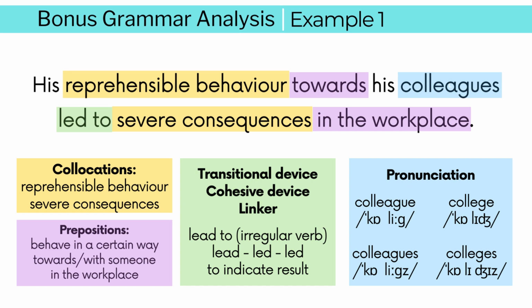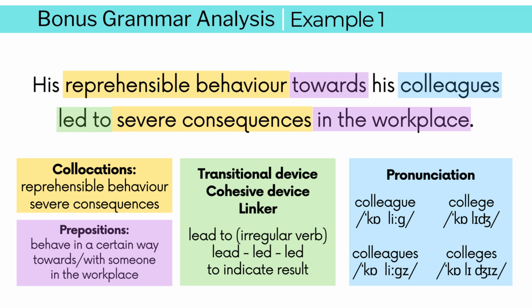Colleague has that long E. College has that short I. That consonant is different. Colleague, g, g. College, j, j, j. But now, what happens when we compare the plurals? This is where it gets really obvious when you're making a mistake.